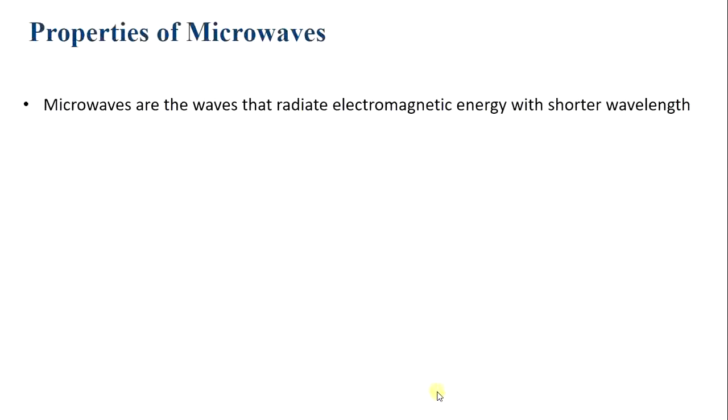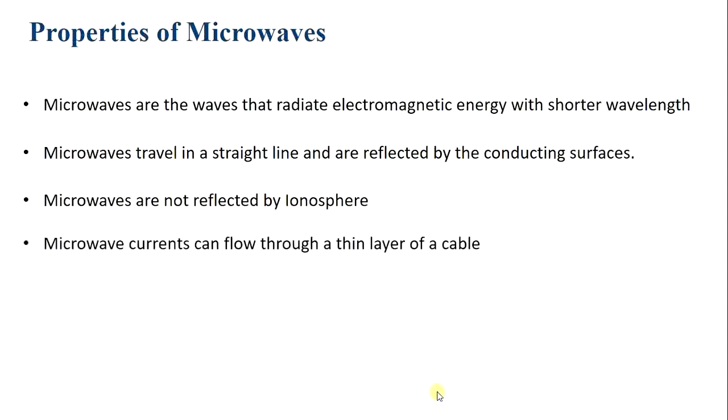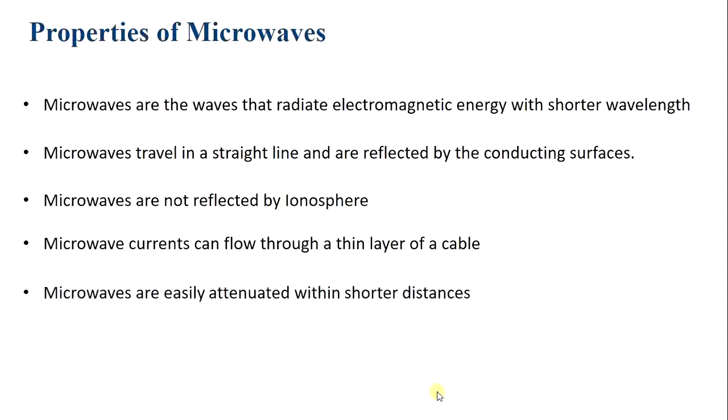Moving to the properties of microwaves. Microwaves are the waves that radiate electromagnetic energy with shorter wavelength, as we have seen. Microwaves travel in a straight line and are reflected by conducting surfaces. Microwaves are not reflected by the ionosphere. Microwave current can flow through a thin layer of a cable. Microwaves are easily attenuated within shorter distances.